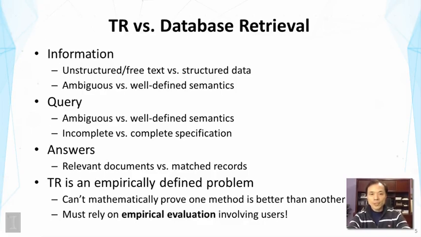Right? So this is a problem because if it's empirically defined, then we cannot mathematically prove one method is better than another method. That also means we must rely on empirical evaluation involving users to know which method works better. And that's why we have one lecture, actually more than one lecture, to cover the issue of evaluation, because this is a very important topic for search engines.